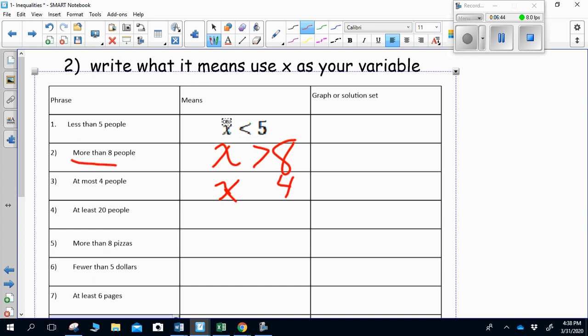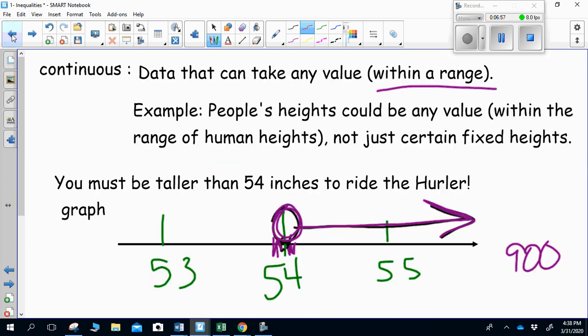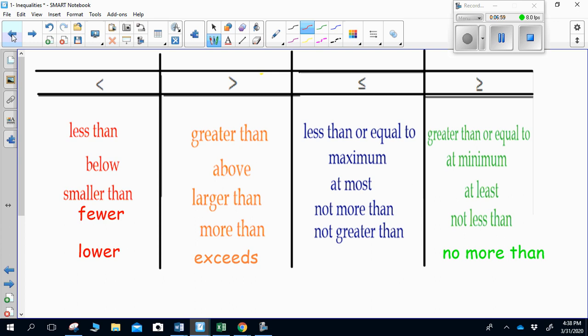So we've got X and we've got 4, but at most, so let's think about this. If your mother says you can have at most 4 people at your birthday party, that means you could have 4 people, but that is the most you could have. So it's going to be less than or equal to. So these are those words you did yesterday in your chart. So it might be helpful to have your chart with you. So at most is less than or equal to.